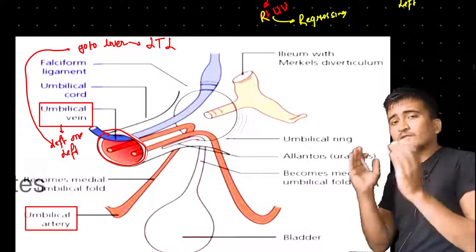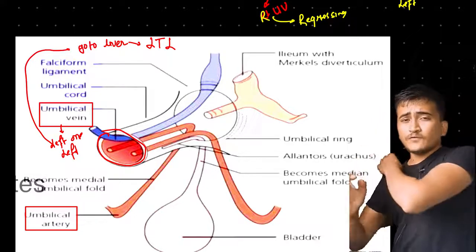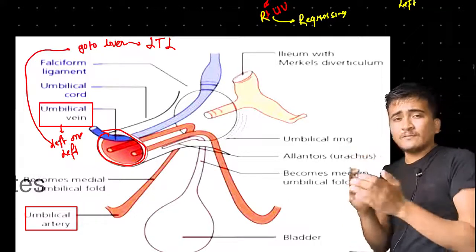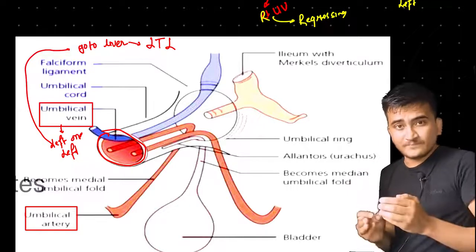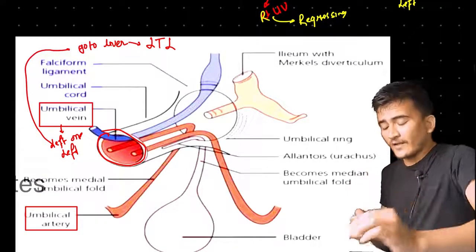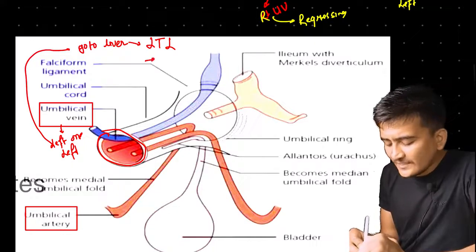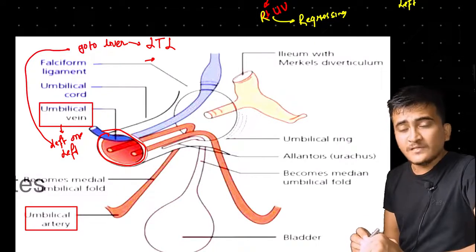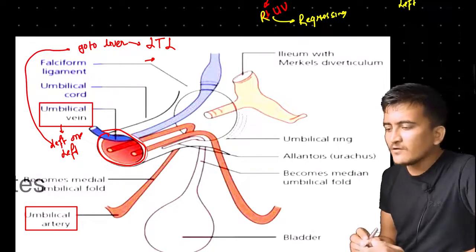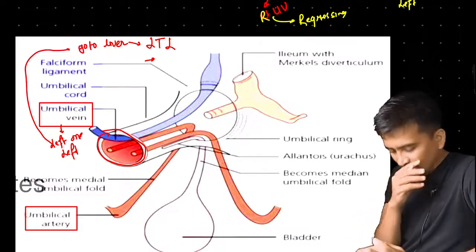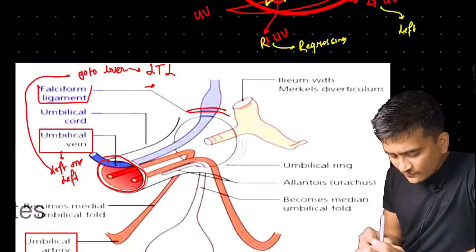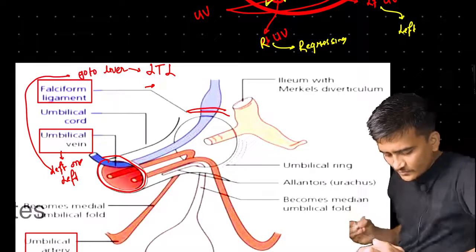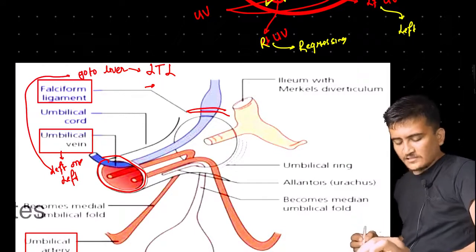And what about that double fold of peritoneum? The double fold of peritoneum, which is covering the left umbilical vein, will form one of the ligaments of the liver. And what is that ligament? That is the falciform ligament. As you can see right here, this structure is the falciform ligament, right?